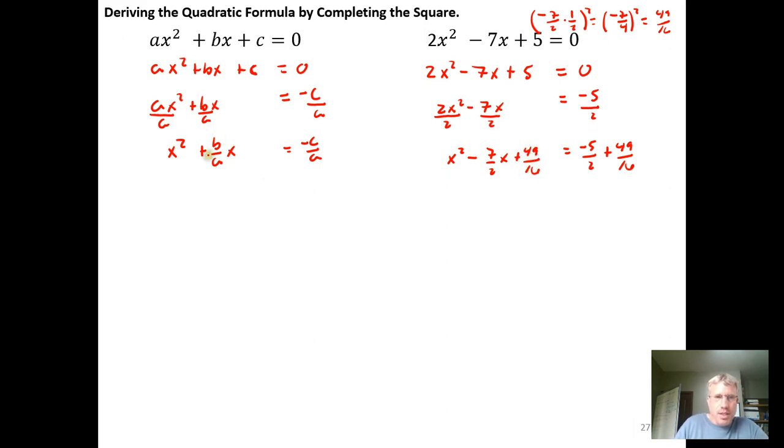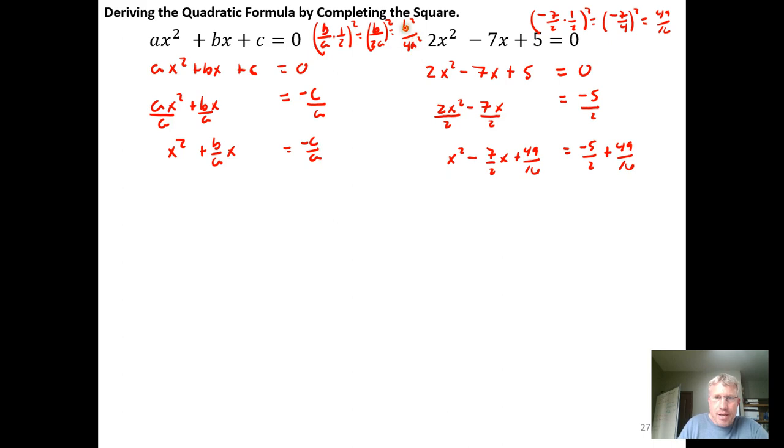So I'm going to do the same thing here. I'm going to take the coefficient on the linear term, which is b over a. So we're going to take the b over a, and we're going to halve it. So multiply it by half, and then square it. So we're going to get b over 2a squared, which is going to give us b squared over 2 squared. 2 squared is 4, and a squared is just a squared.